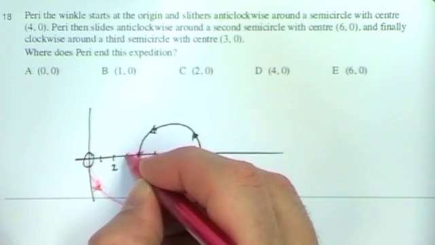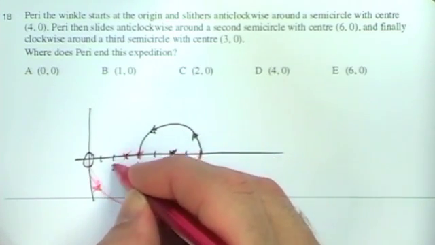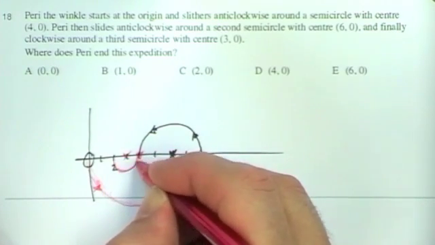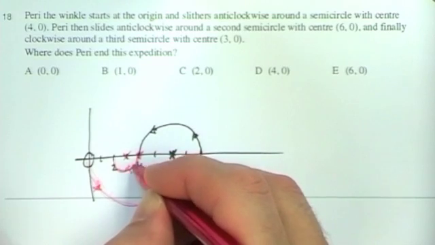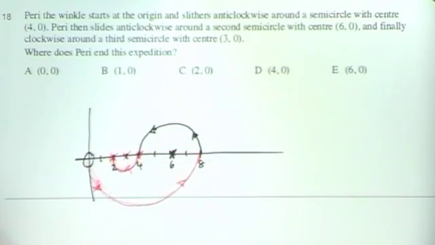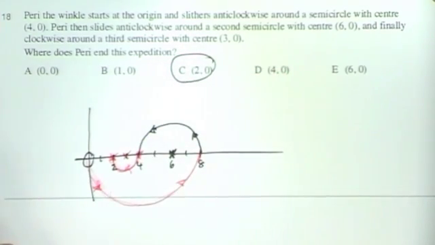So there's a centre 3, 0, and it goes clockwise, so it's going this way round, so that semicircle must be coming round there. And that's a third semicircle, just check that is clockwise, isn't it? And he must be ending at that point there, which is 2, 0, which is point C. That diagram was vital for that question.